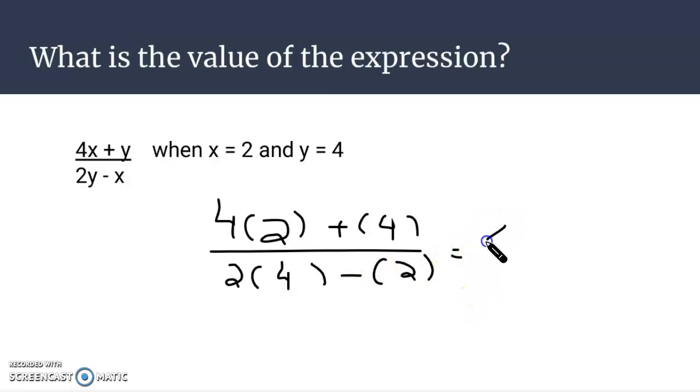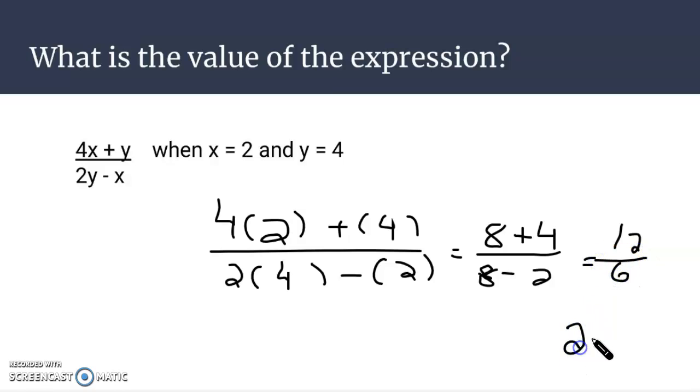Alright, simplifying this, we're going to end up with 8 plus 4 and 8 minus 2. 8 plus 4 is 12. 8 minus 2 is 6. 12 divided by 6 is 2. This expression simplifies down to 2.